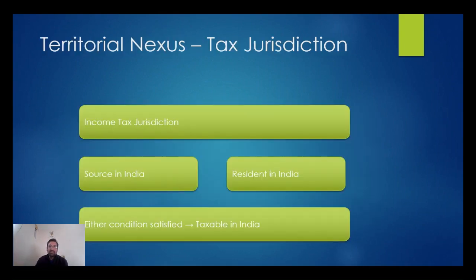So, territorial nexus and tax jurisdiction. This also covers the scope of the Indian Income Tax Act 1961, where we have studied that either the source of the income should be from India, or the person should be a resident of India, and then they are governed by the Income Tax Act 1961. When either of the conditions is satisfied, the Income Tax Act has jurisdiction.